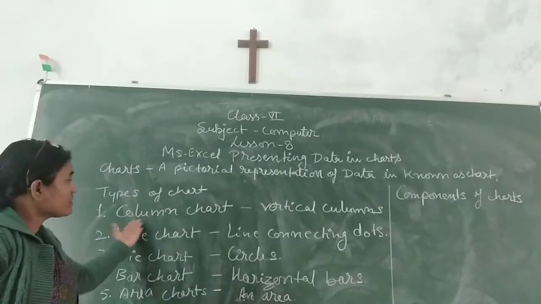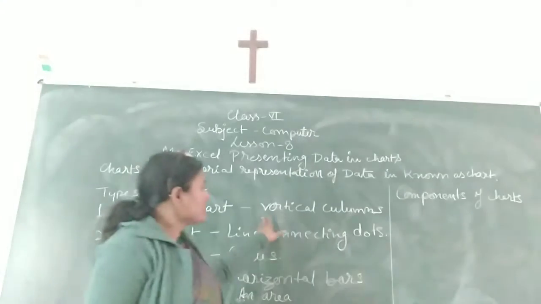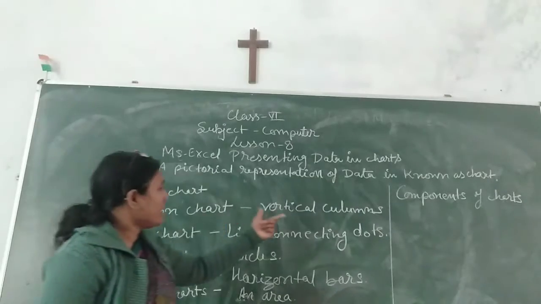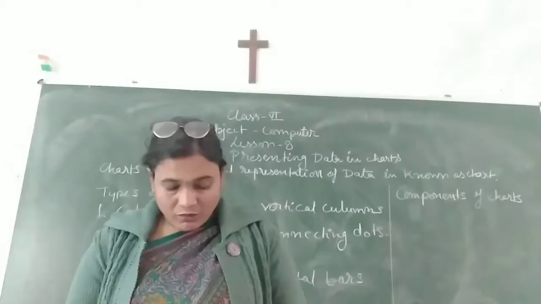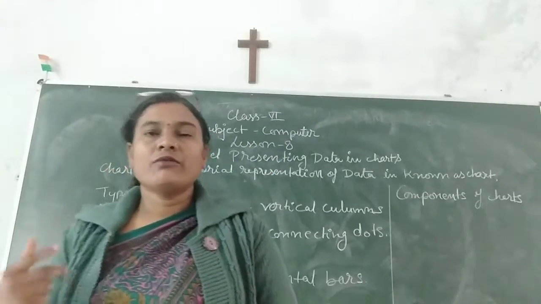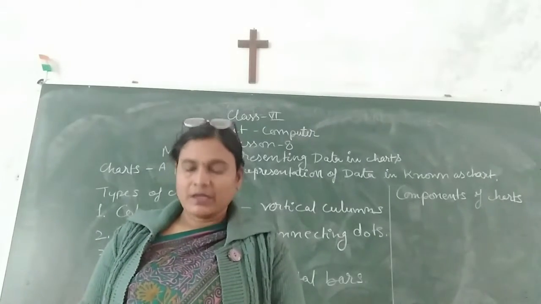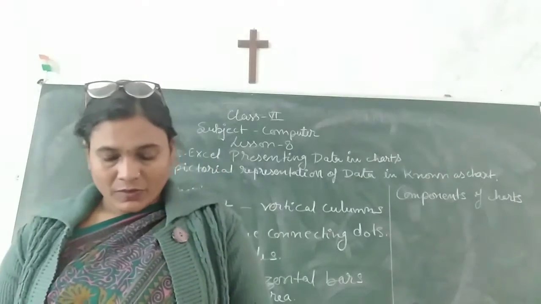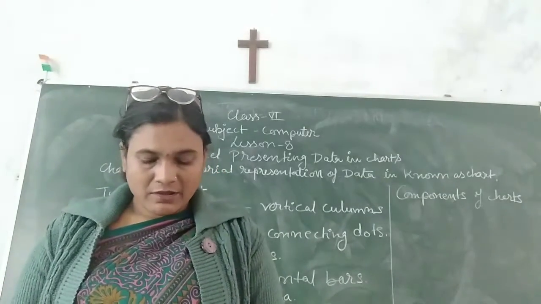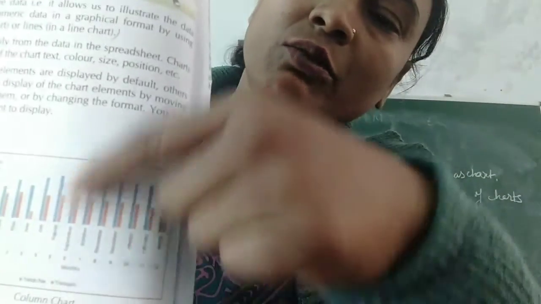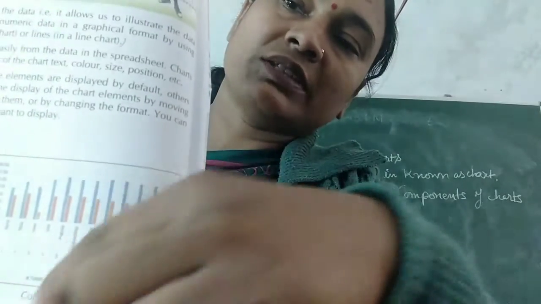Types of chart. First is the column chart. Column chart means vertical columns. A column chart displays the data in the form of vertical columns. Clear? It typically displays categories along the horizontal axis and values along the vertical axis. See, this is the column chart. Like this. This is a column.